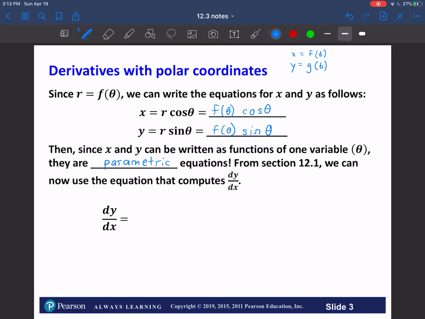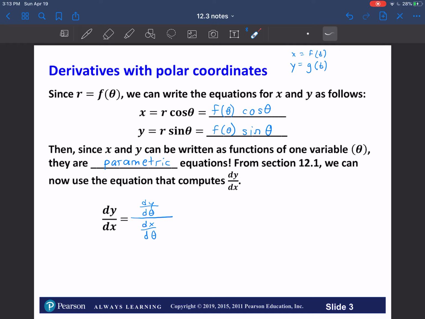So everything we learned in 12.1 now applies to the stuff in this section. Remember, this is only based on the assumption that r is equal to f of theta. If that is not the case, then we have some more difficulties. So from section 12.1, we can now use the equation that actually computes our derivative dy by dx. And the idea is that dy by dx is equal to dy by d theta divided by dx by d theta. Hopefully you remember this. And so all we have to do is calculate the derivative of y with respect to theta and the derivative of x with respect to theta.